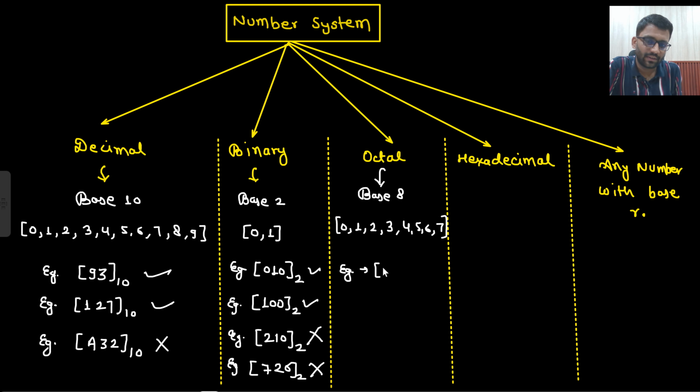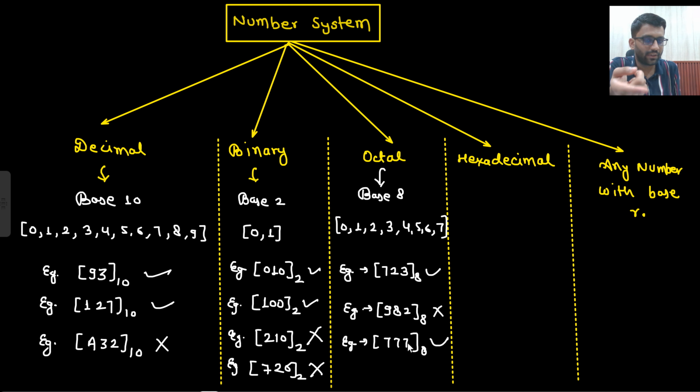If I write 723, yes, that is acceptable. I know 7, I know 2, I know 3. But if I write 982, will that be acceptable? No. Why so? Because I do not know 8, I do not know 9. So that is not acceptable. If I write 777, will that be acceptable? Yes, because I know 7, I know 7 and I know 7, so that will be acceptable.